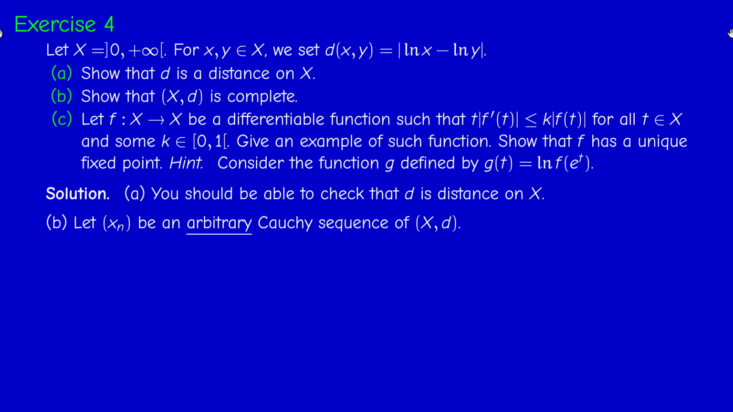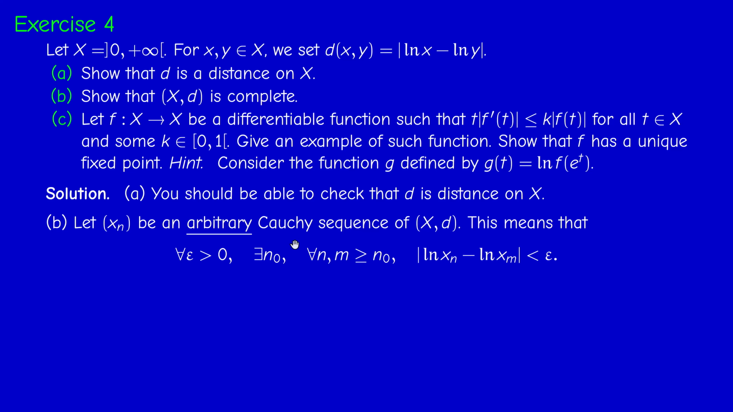Now, why is X complete? The strategy is standard. We start with an arbitrary Cauchy sequence, and we prove that it's convergent for this distance. So what does it mean that it's a Cauchy sequence? It means that d(xn, xm) can be made arbitrarily small. So for every epsilon positive, starting from a certain rank, |ln xn minus ln xm| is less than epsilon.